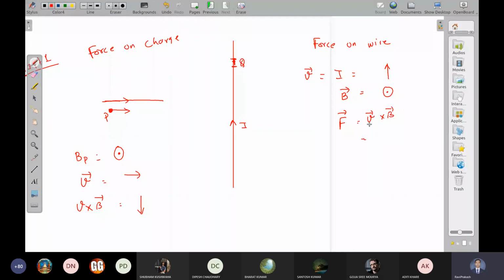So this is this one, right? So you can see on the charge, this is the force. On this segment, this is the force. If I take a segment here, यहाँ पे क्या होगा? ये है, B will be this one, I think. Right? What is vector F here? It will be this.